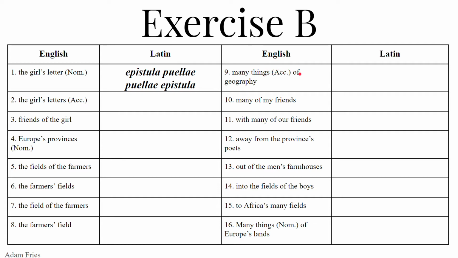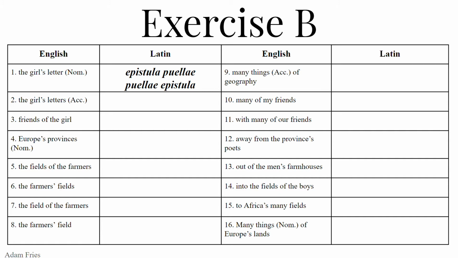Many things about, de. This is de, the preposition de plus the ablative. Many things concerning, about, in regards to, of, geographia, de geographia, multa de geographia, with a macron over the final A. Many things about geography.